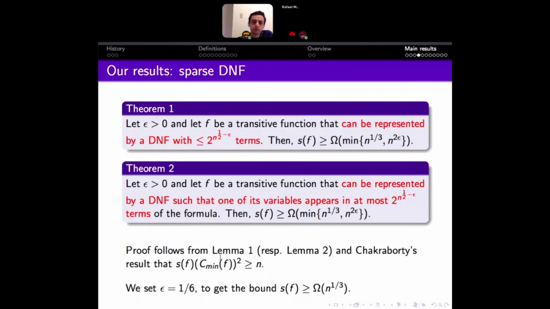So the proof of theorem 1 follows from lemma 1 along with the result of Chakravarti, which we stated before. And the proof of theorem 2 similarly follows from lemma 2 and Chakravarti's result along with a few more techniques. So in these two theorems, we set epsilon to be 1/6 to get the bound of n to the 1/3, which we promised before.